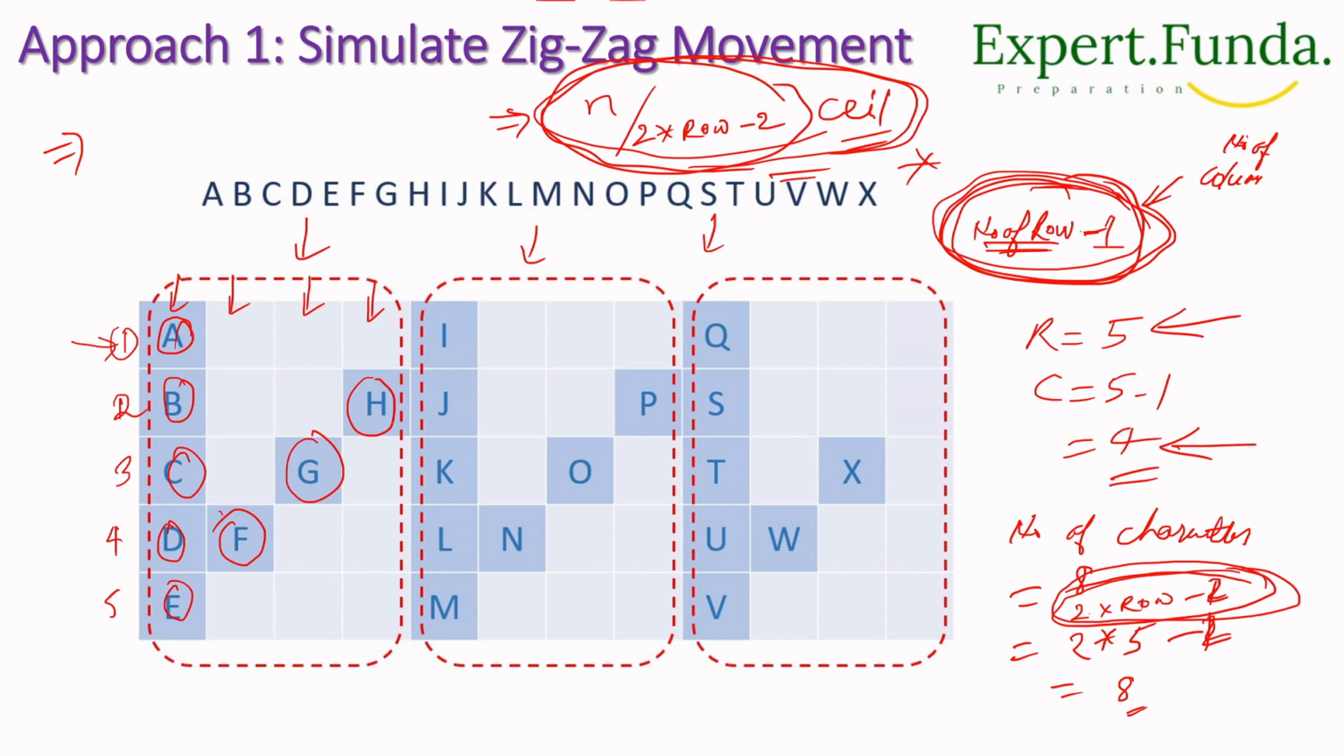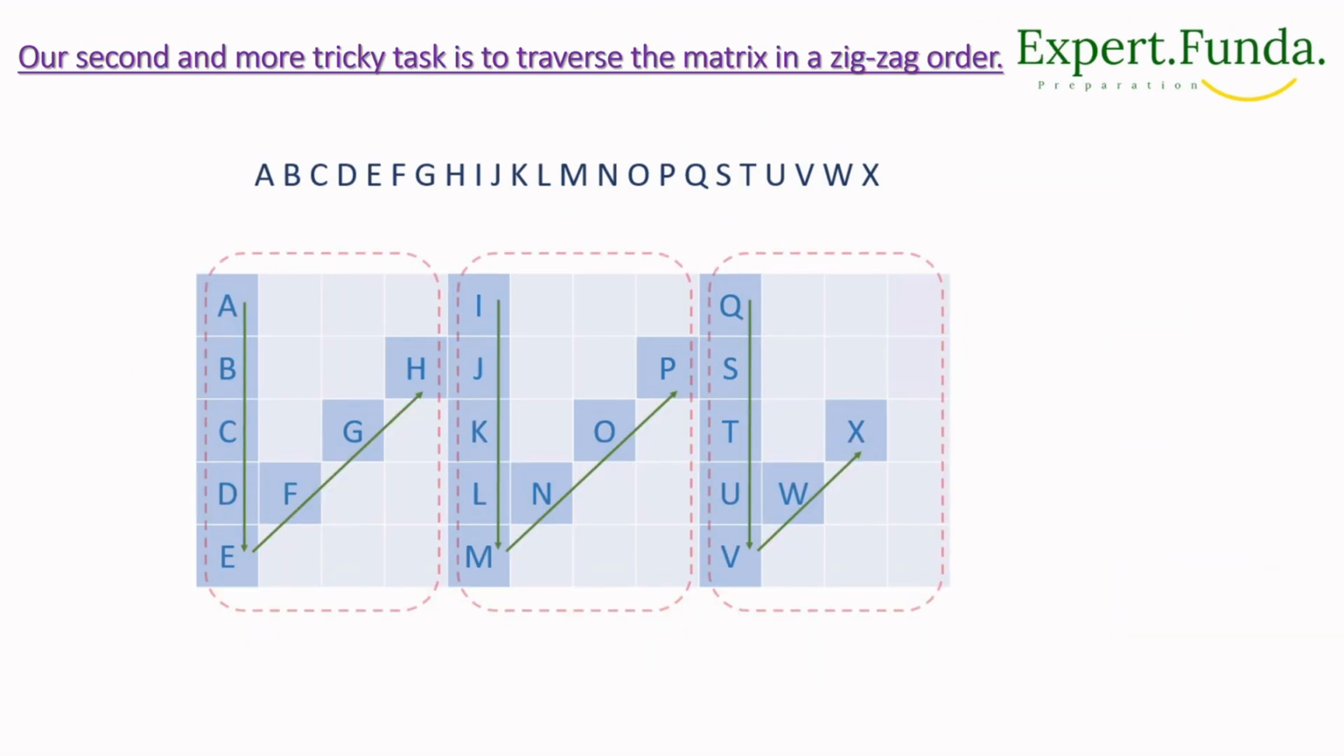Now think about one more thing. We have given our section, and one more tricky task is to traverse the matrix in zigzag order. So our second task is a more tricky task, and we have to traverse the matrix in a zigzag order, correct? So let's consider we have ABCD given, and we have made this one. So these are the sections we have here, each section.